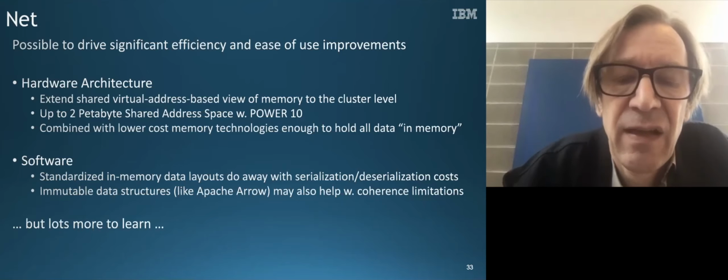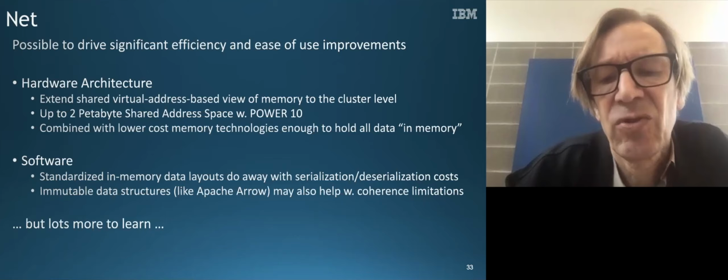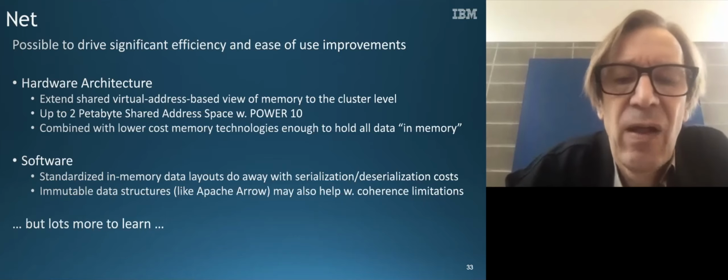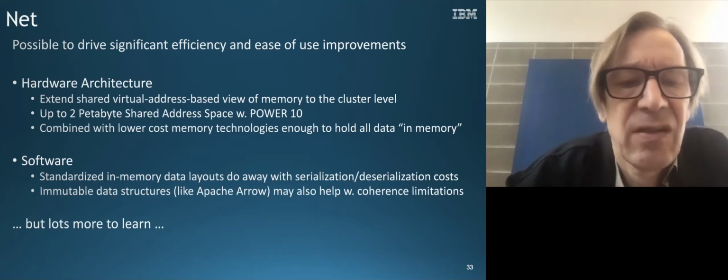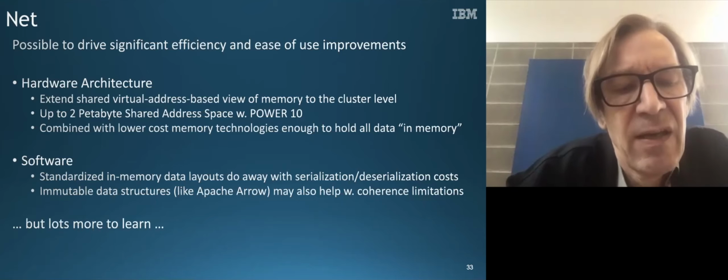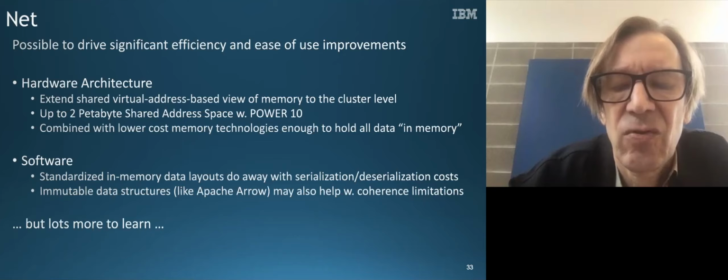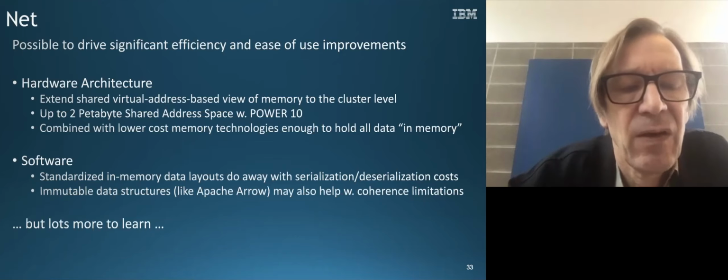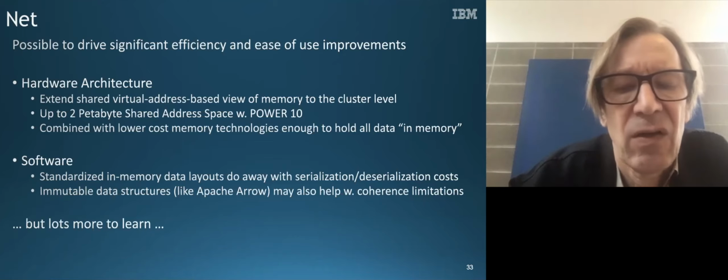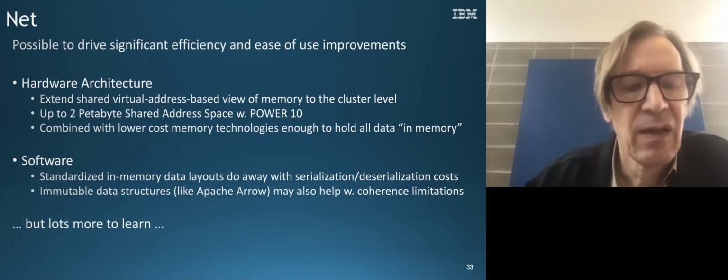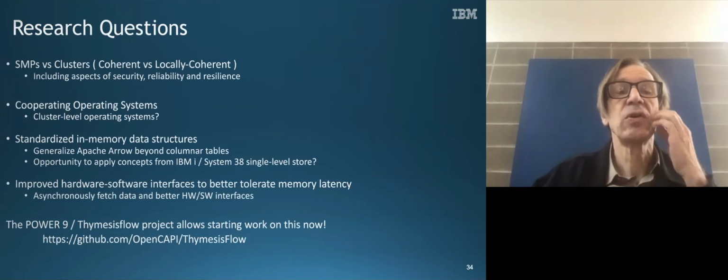The fact that Apache Arrow data structures are immutable might also help with coherence limitations, right? Because a memory inception type cluster is coherent within each node, but it's only locally coherent, right? Remote nodes don't get updated whenever a local change is made. But there's a lot more to learn.